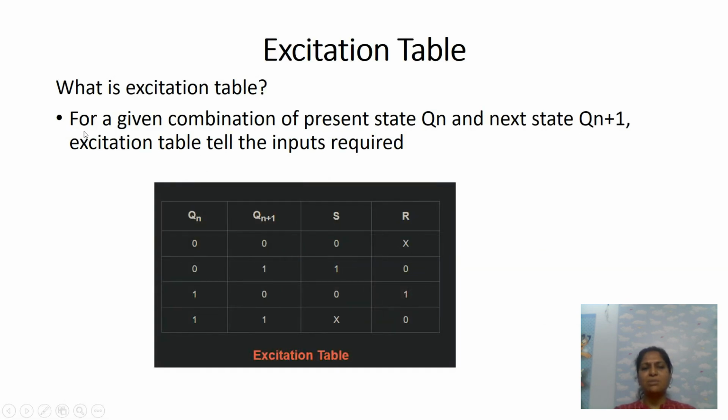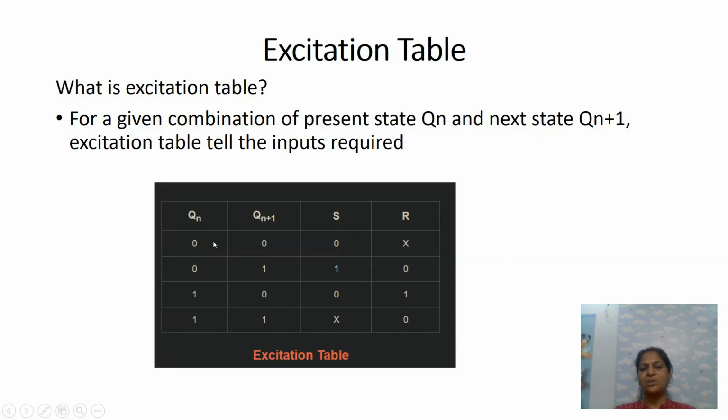So excitation table is nothing but for a given combination of present state Qn and next state Qn plus 1, excitation table tells the inputs required. Very interesting point is when you are comparing truth table and excitation table. Truth table is when we give inputs and if you know present state, what will be the output. So finding output is in truth table, whereas in excitation table, finding inputs for present state to next state.